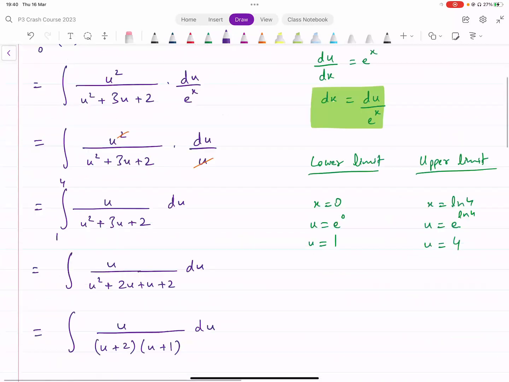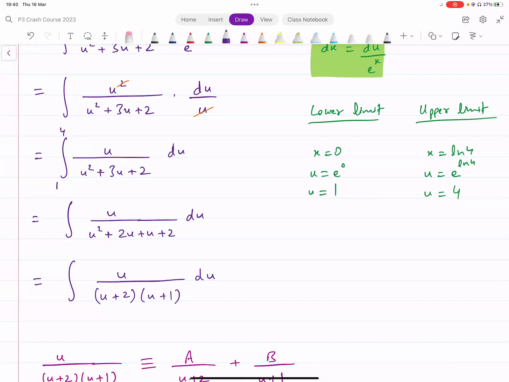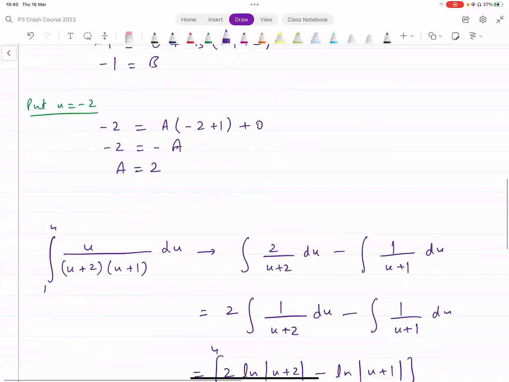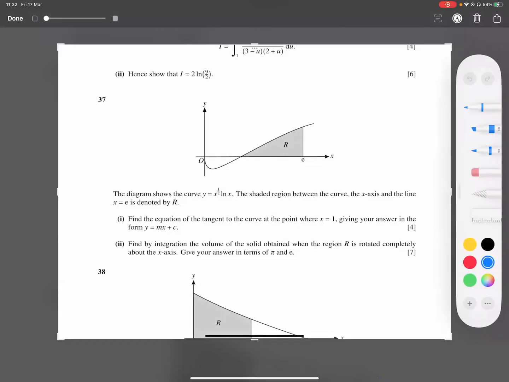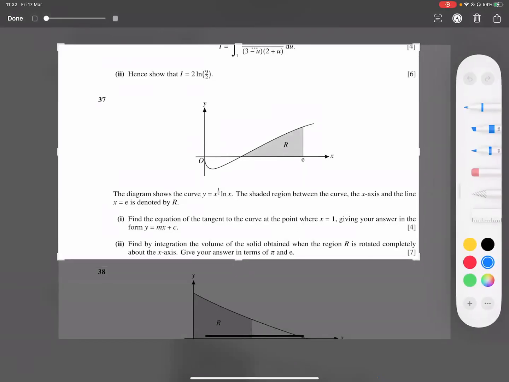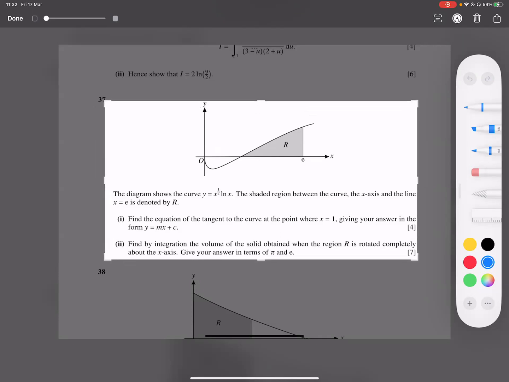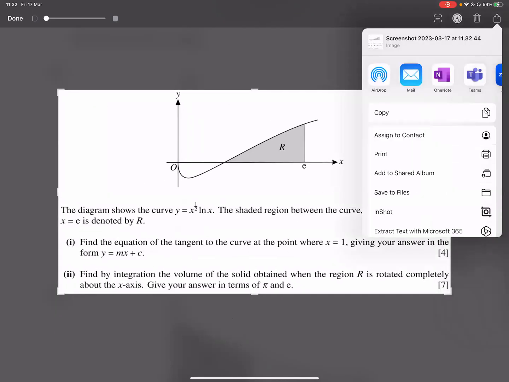So in this case, we have to factorize the denominator because that can then be converted to partial fractions, and then we integrate it like this. This is question number 37 from the worksheet. Let's just start with this, and then we move on to differential equations, inshallah.